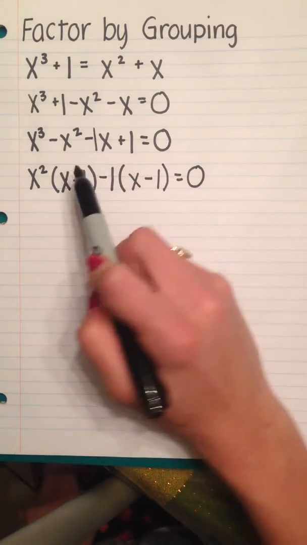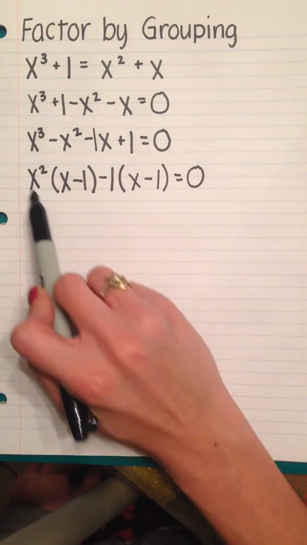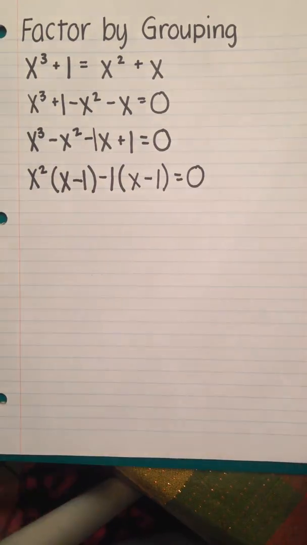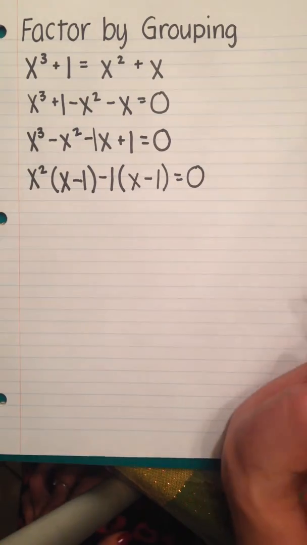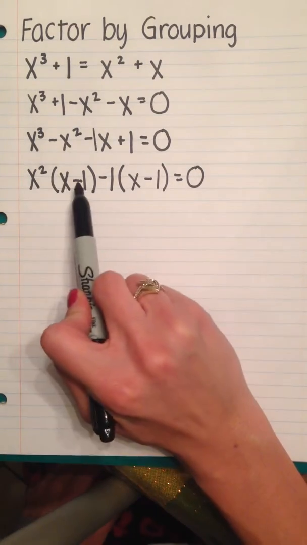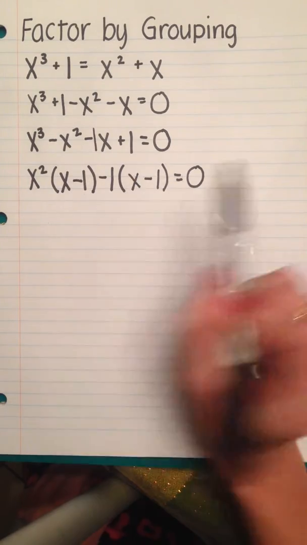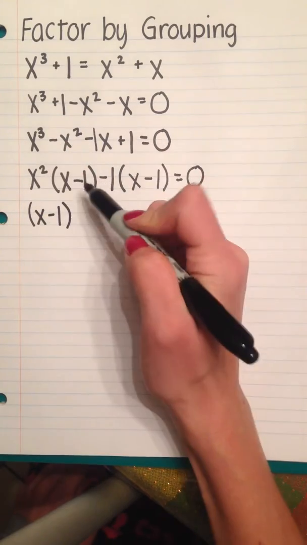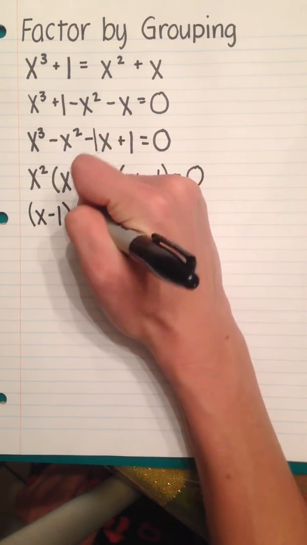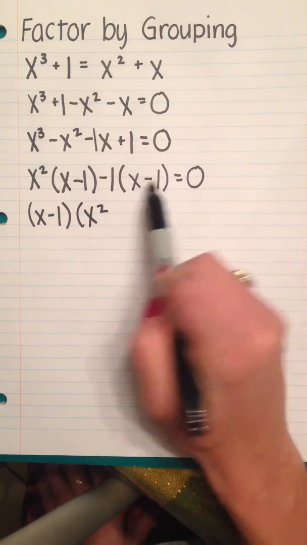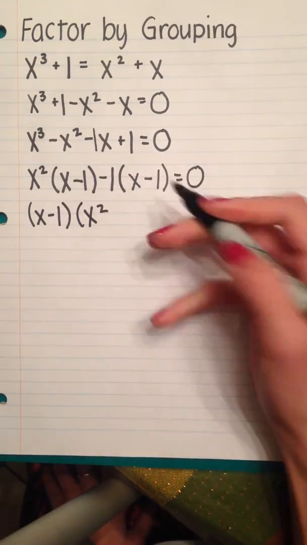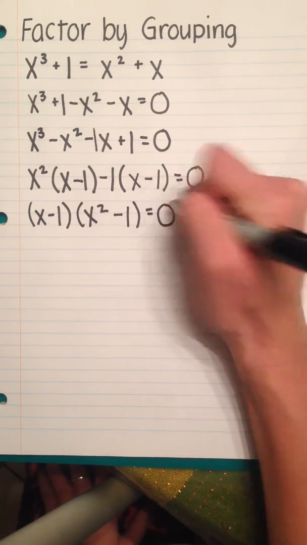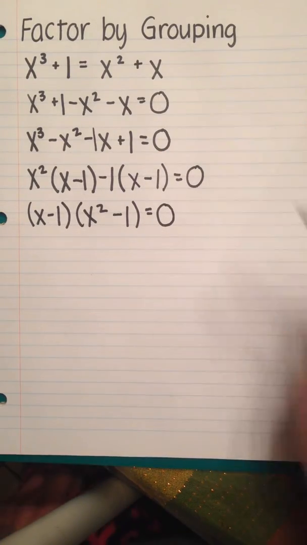Now essentially here we have two different terms. This whole thing is one term, and this whole thing is another term. So what we can do is just factor what's common out. Here, x minus 1 is common to both of these terms. So let's go ahead and take that right out. We have x minus 1, and here we're left with x squared. And taking x minus 1 out of this one, we're left with negative 1. And that is the factorization of this problem.